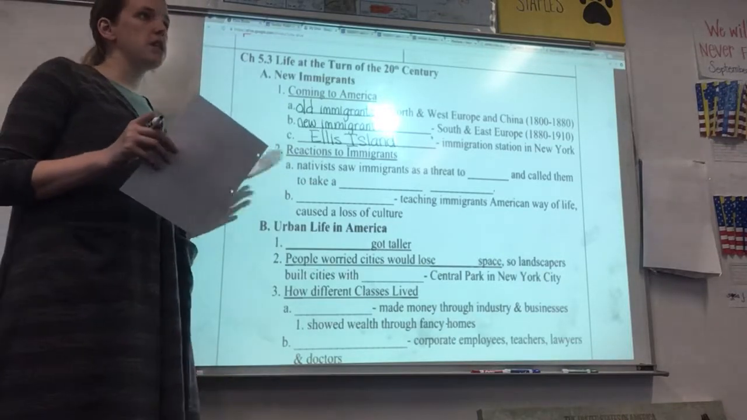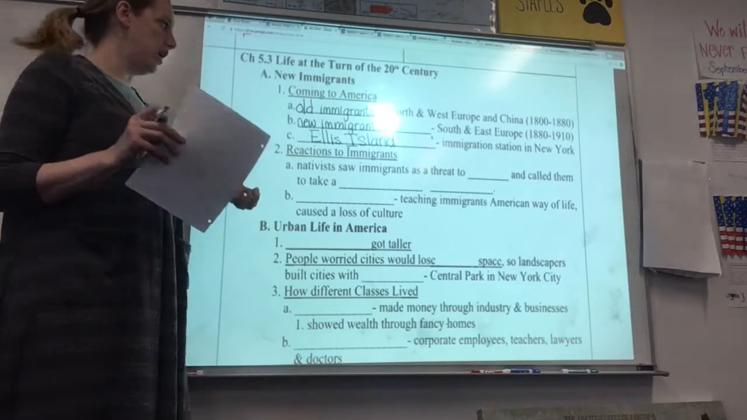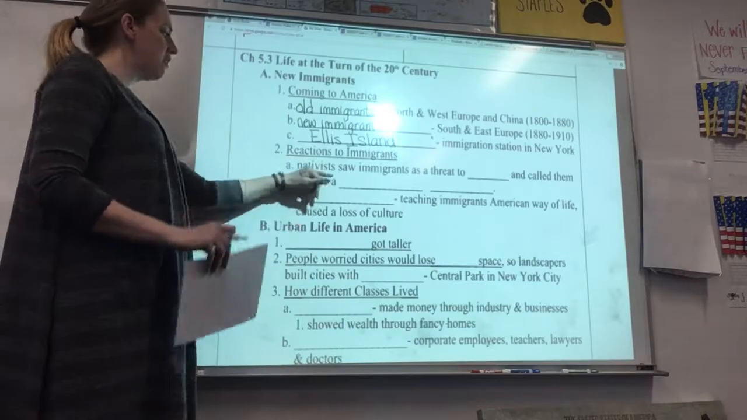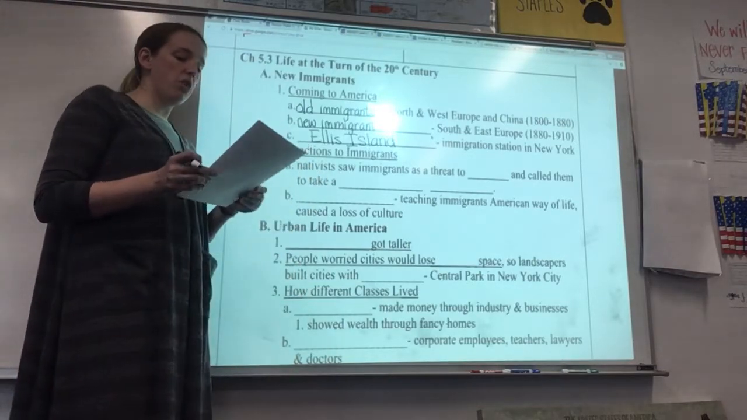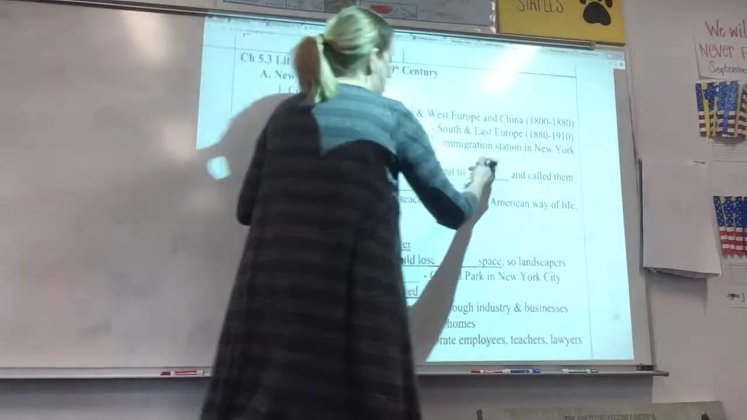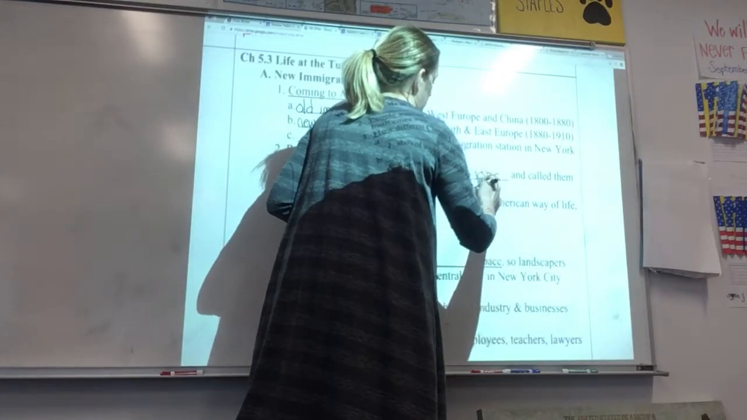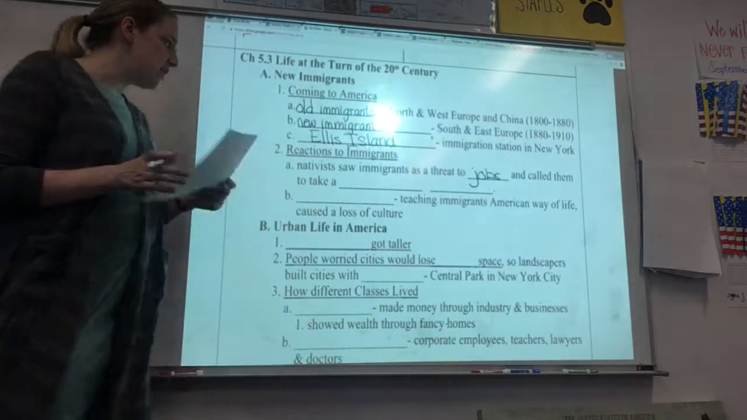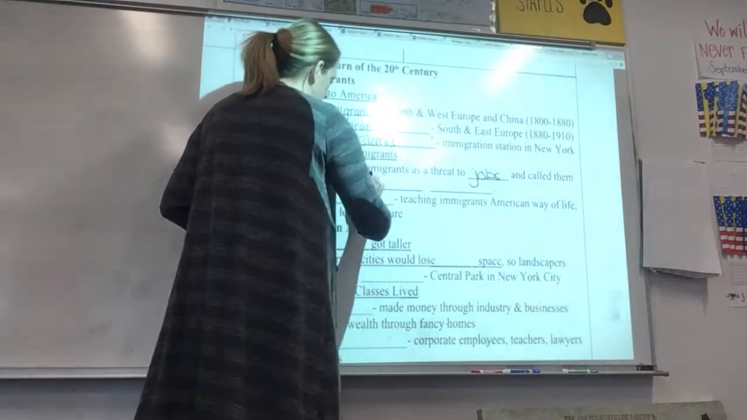Okay, now when immigrants came to the United States, they weren't greeted with cheers and applause, okay? So a lot of the nativists, or people who were already living here, they saw these immigrants as a threat to their jobs, and because of that, they weren't always very nice to them, so they required them to take a literacy test.